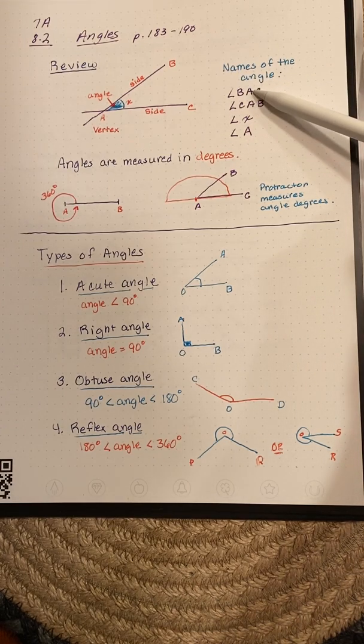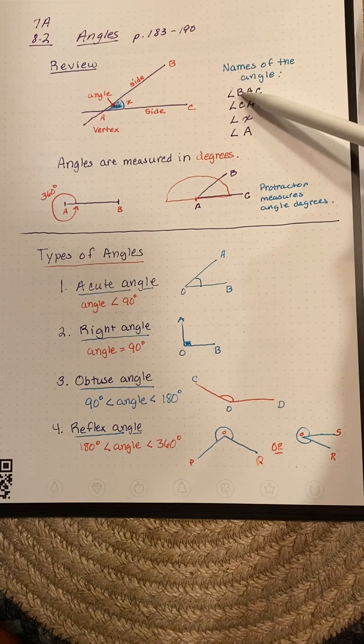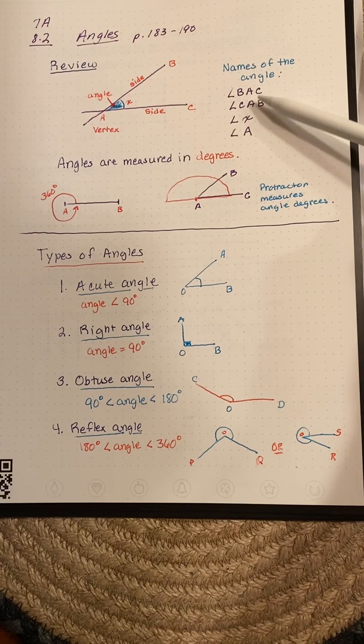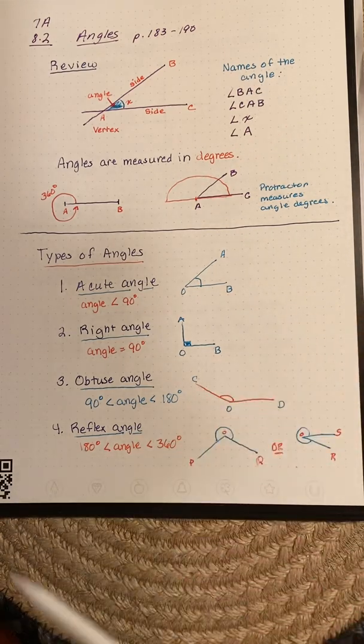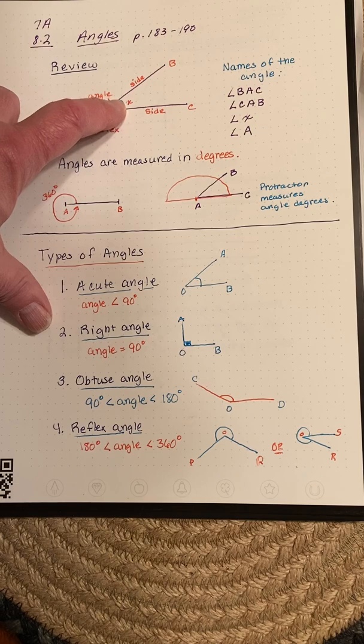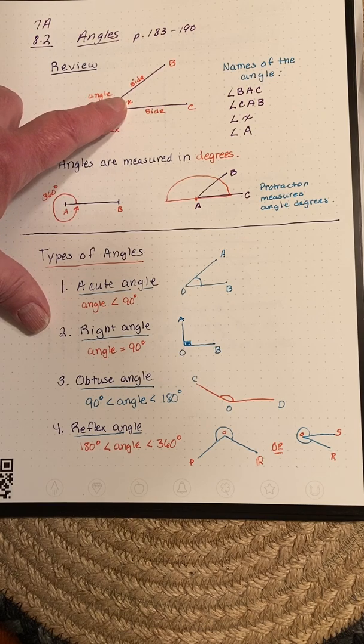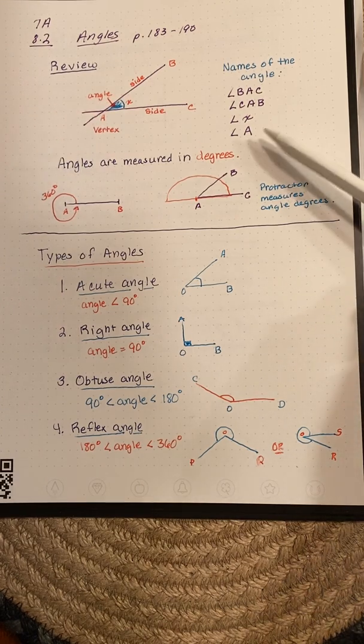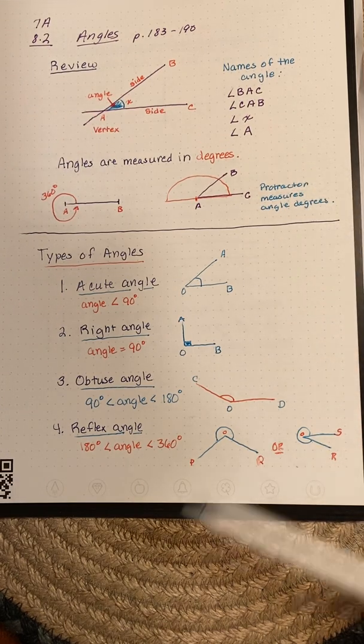So the name of this angle can be lots of different things. The vertex is always in the middle, so you can go BAC or the other way CAB, as long as the vertex is in the middle. It can also be called angle X, X being what we would be finding the measurement of that angle, so we could call it angle X, or we could simply call it by the vertex, angle A.